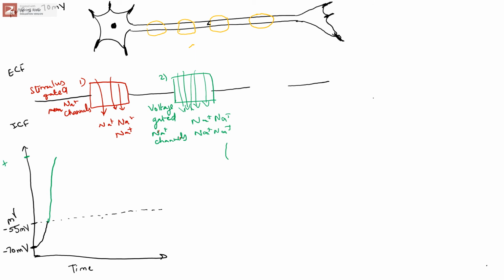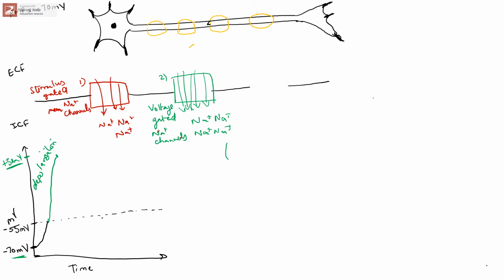Okay, so the cell reaches about plus 30 or plus 40 millivolts, and this shift in the charge of the cell from negative 70 to positive 30 is called, well, depolarization.